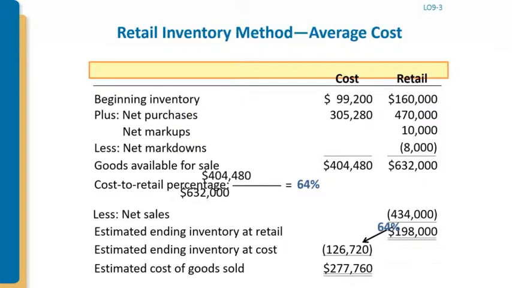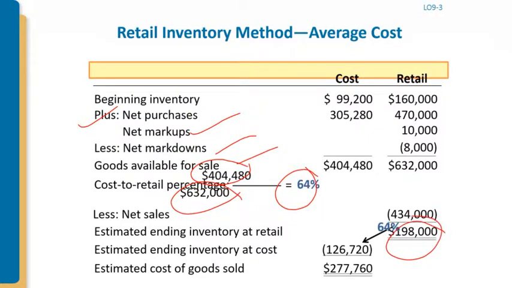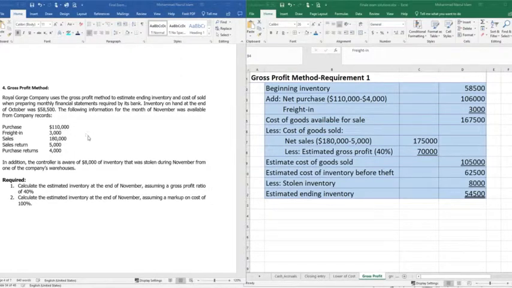See, we have added net purchases and then net markups, less net markdowns. Okay, goods available for sale, and see, this is the cost and this is the retail. So we have divided the cost by retail. We have the cost to retail percentage of 64%, and the estimated ending inventory at cost would be 64% of this value, meaning the estimated ending inventory at retail. Okay, so let's see two examples. So here we have one example.